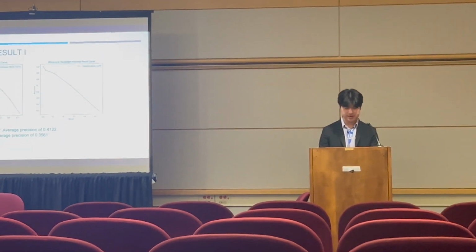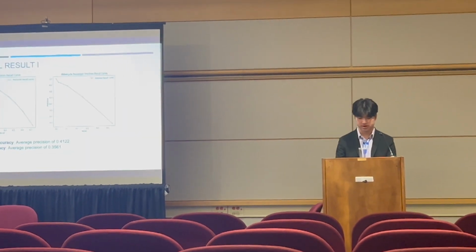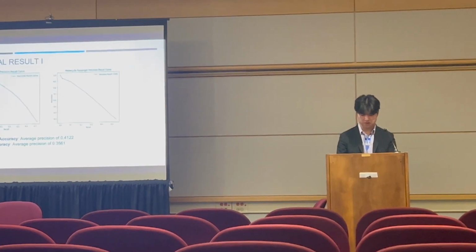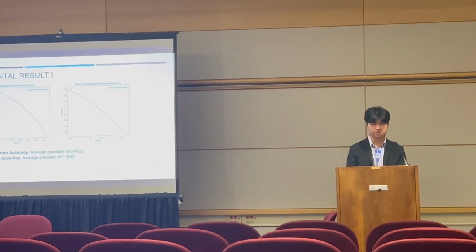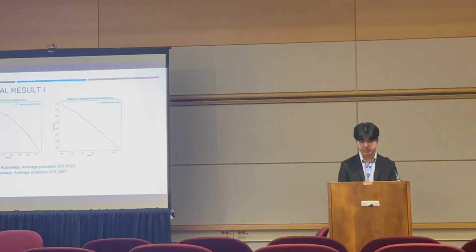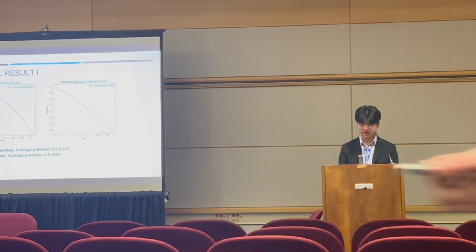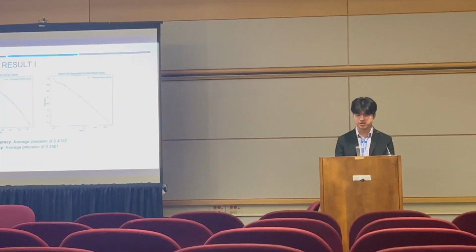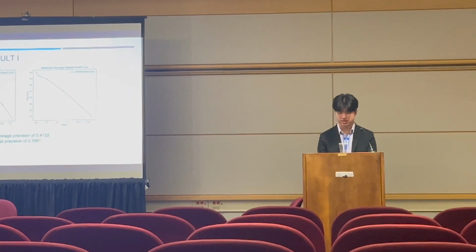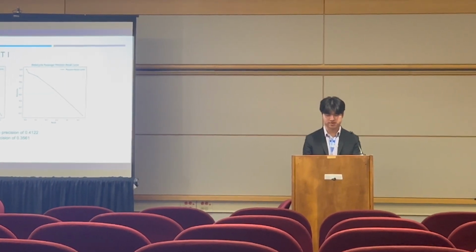And for experimental results, the evaluation metric used to determine whether a detection is a true positive is whether the intersection over union is greater than 0.5. For motorcycle detection, the average precision is 0.4122, calculated by the area under the precision-recall curve. And the person detection has an average precision of 0.3561, with the precision-recall curve on the right.